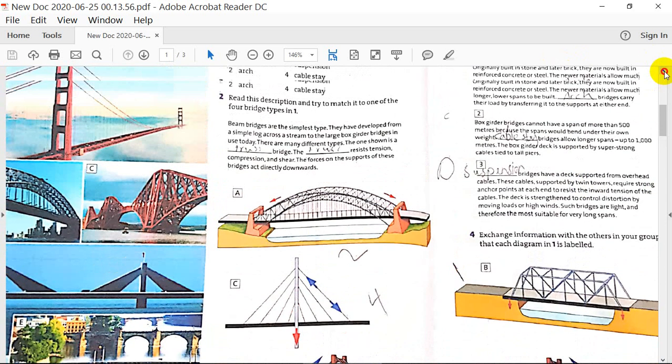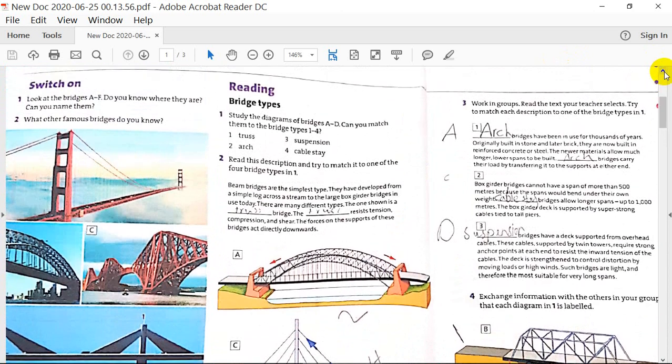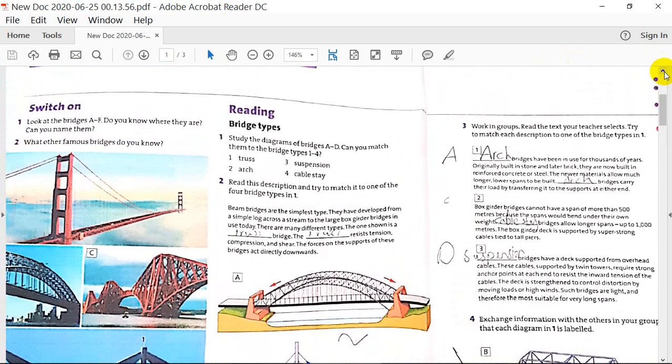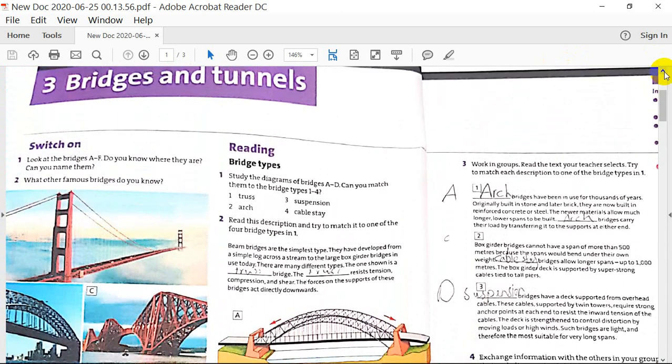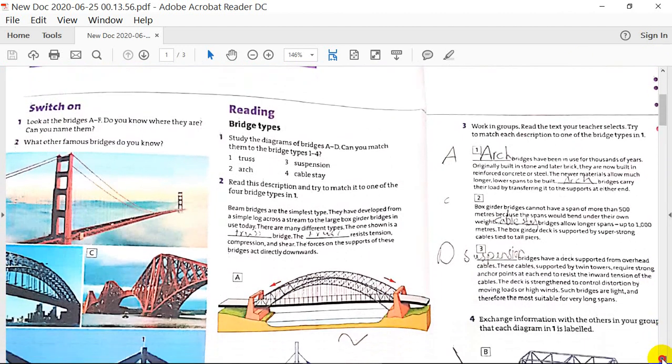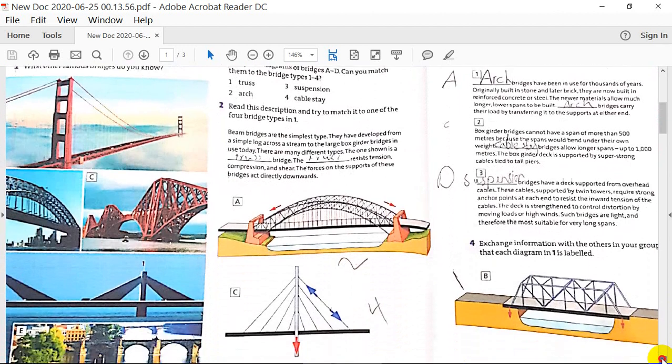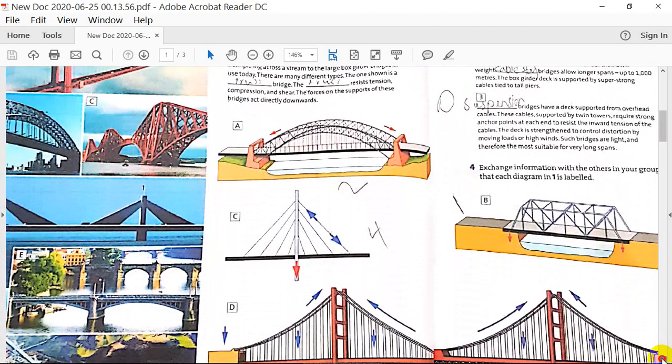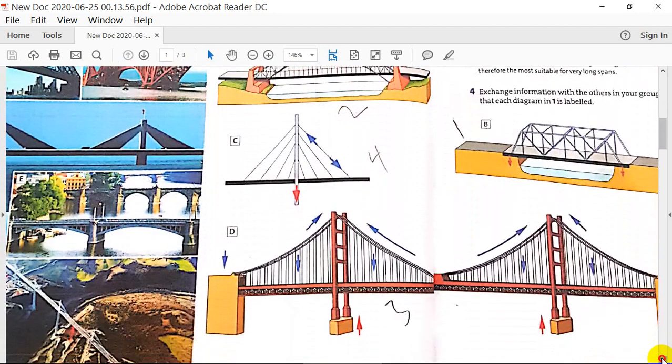So this is about what? About bridges around the world. So if you know famous bridges, they are not mentioned here in this lesson. You can go to the internet and check about bridges around the world.